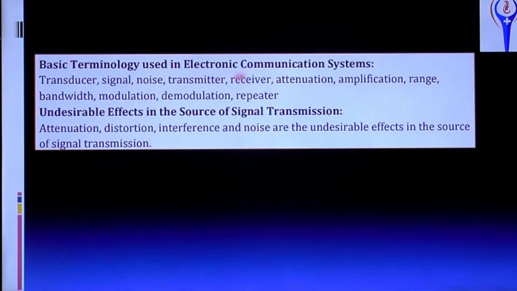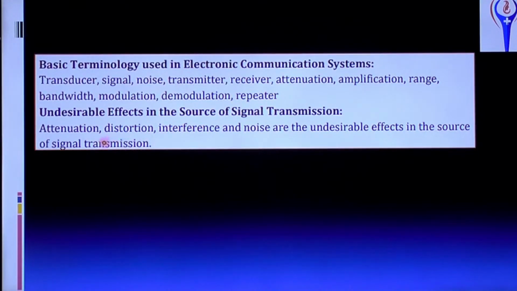Basic terminology used in electronic communication systems: transducer, signal, noise, transmitter, receiver, attenuation. Attenuation means decrease in intensity, that is called attenuation. Amplification, amplifier, range, what distance it should be, bandwidth, what range of frequency it will receive or transmit, that is bandwidth. Modulation, we discussed, that is a process of carrying using a carrier wave. Demodulation, detecting the signal. Repeater, repeating the same process.